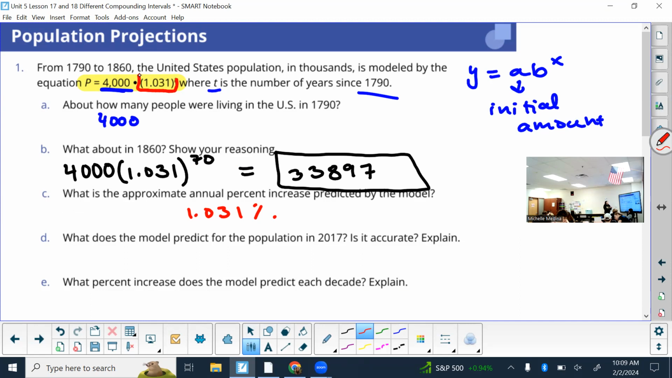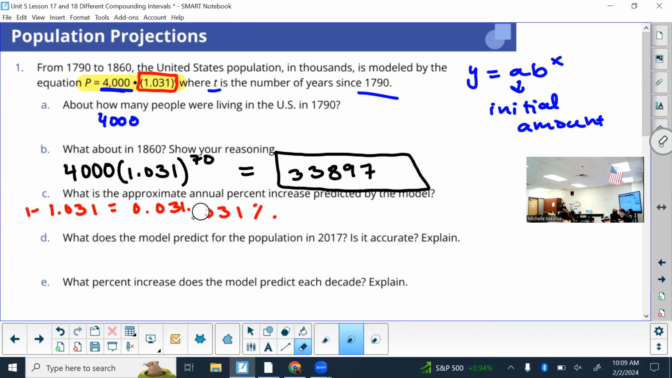But remember that when we were setting up the equation, we always had to convert the percent to a decimal and then add it to one or subtract it from one, depending on what's going on. If I want the percentage from the equation, I kind of have to do the steps in reverse. I have to do one minus the number I have to get what decimal was plugged in for the R.